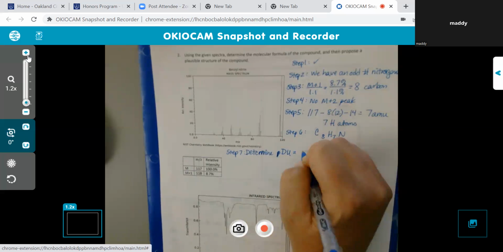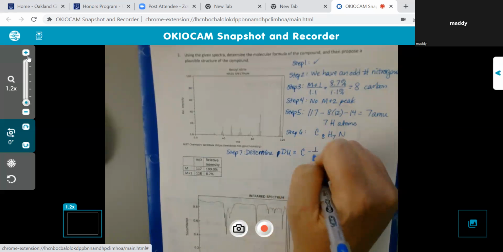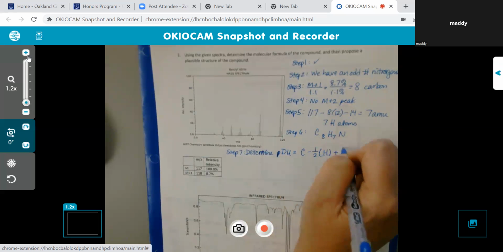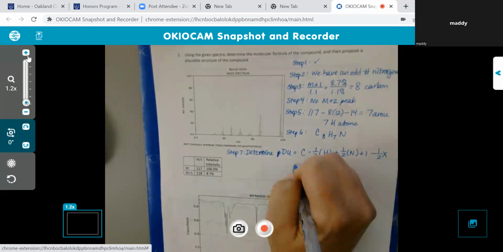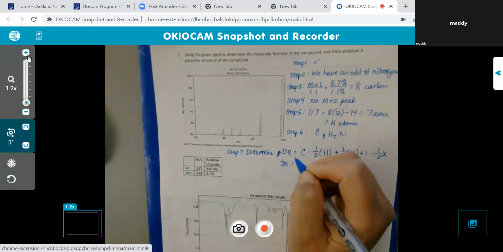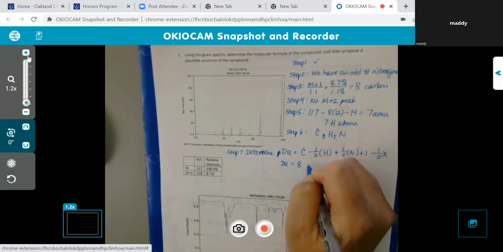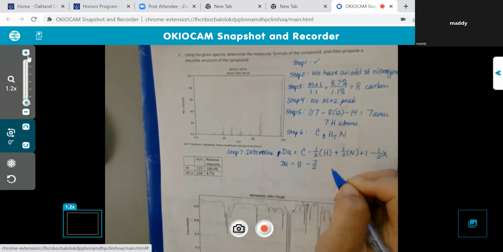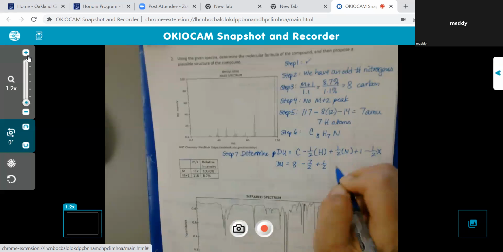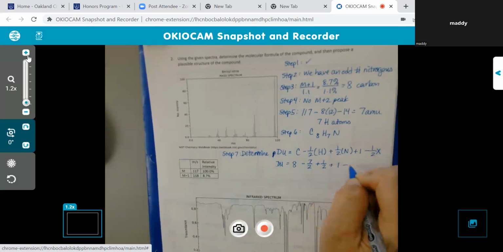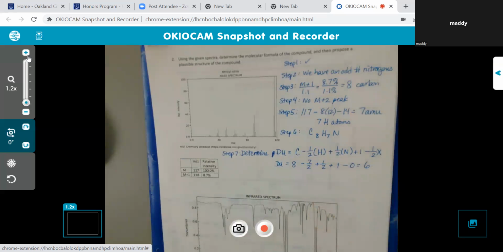So we're going to determine degrees of unsaturation. That formula, remember, is carbon minus half of the hydrogens plus half of the nitrogens plus 1 minus half of any halogens. So in this case, we're going to have 8 carbons minus 7 halves because of the hydrogens plus 1 half because of the number of nitrogens plus 1 minus 0. So that gives us 6.